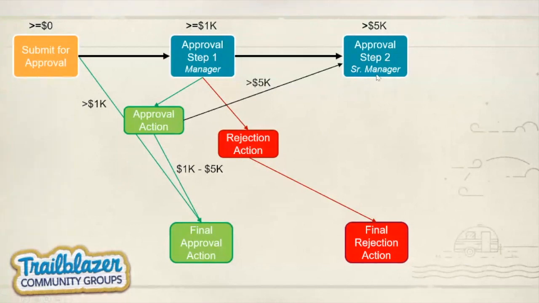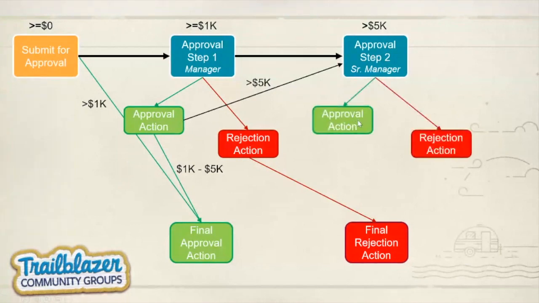Now once the senior manager takes the action, he can either approve or reject it. Once it is approved, it will have the final approval actions, and if it is rejected, it will have the final rejection. Now there could be even more complexities to it, like if it is rejected, it can go back to step one. You can define various dynamic approvers as well. If you don't want to keep a fixed set of people, it can depend on the record. It can go to either manager or director, depending on those things. So you can have dynamic approvals as well as various dynamic routings.